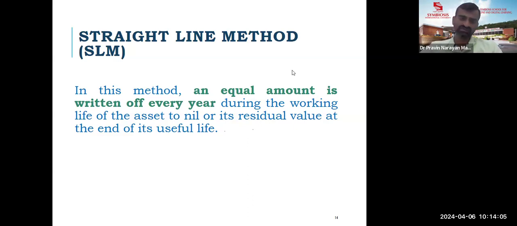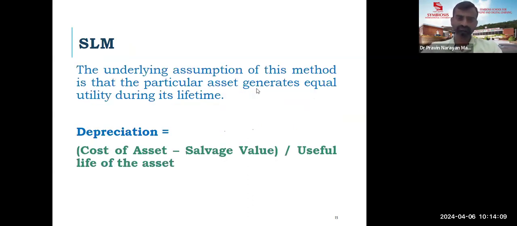Okay. Now let's see the example. Now here you can see the formula. The formula for calculating depreciation using the straight line method is: depreciation is equal to cost of asset minus salvage value divided by the useful life. Now, cost of asset means what? The initial investment, or we can say the initial cost of acquiring the asset, including any expenses incurred for that particular asset, like installing that machinery or delivery cost.